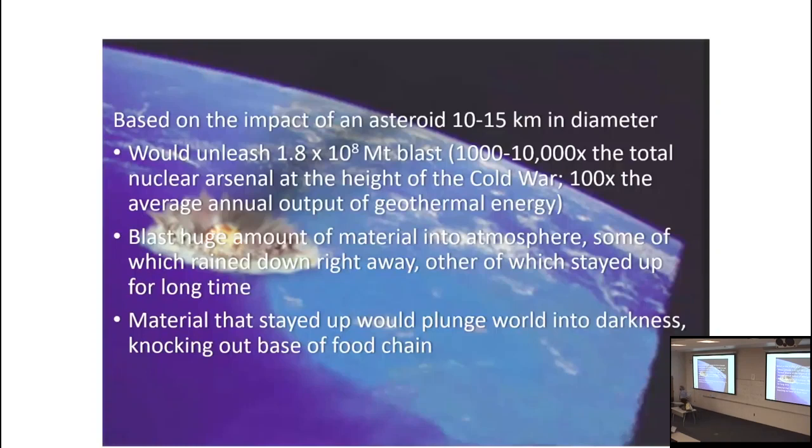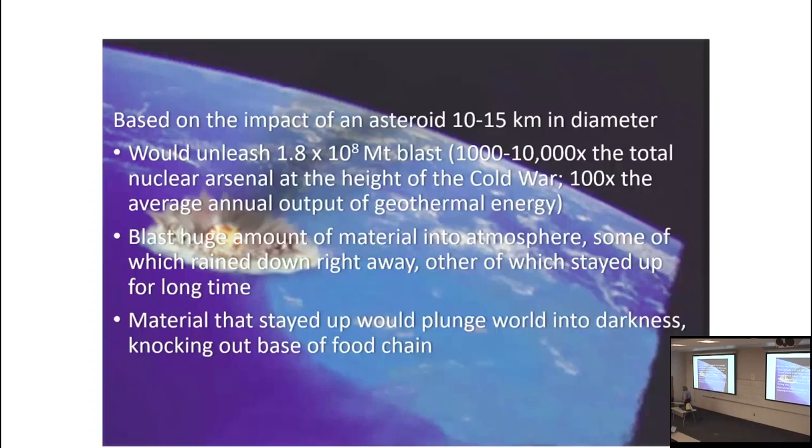And so they predicted that such a blast would throw huge amounts of material high into the atmosphere. Some of that would rain down right away. The material would go on ballistic paths and fall back into the atmosphere. Others would stay up in the stratosphere for long periods of time, and both of those would have devastating effects. But in particular, the thing that the Alvarez team focused on was the stuff that stayed up in the atmosphere, because that would block out incoming sunlight and plunge the world into darkness, and therefore take out the base of the food chain. It's what became called impact winter.